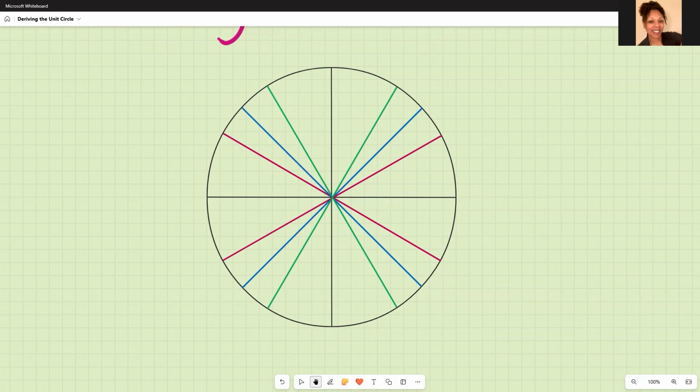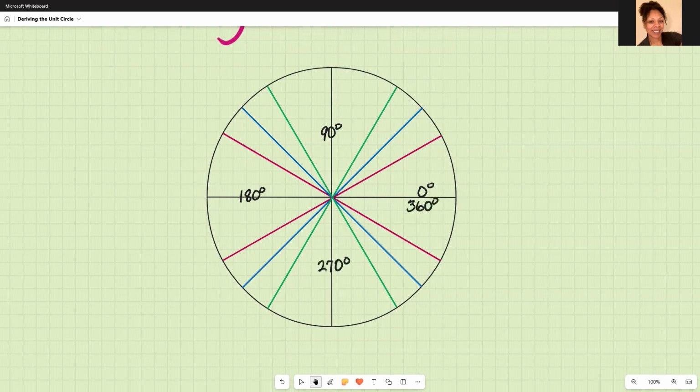So let's go ahead and label our axes. Left and right is going to be my x-axis, and it starts with 0 degrees. So this is my 90-degree angle. And then once we go to the next side, it's 180 degrees. We're just adding 90 each time. And then the next one is 270 degrees. And the final one is 360 degrees.